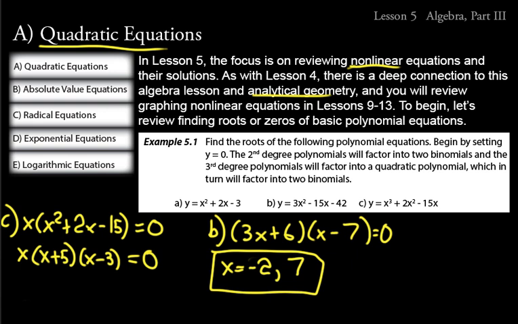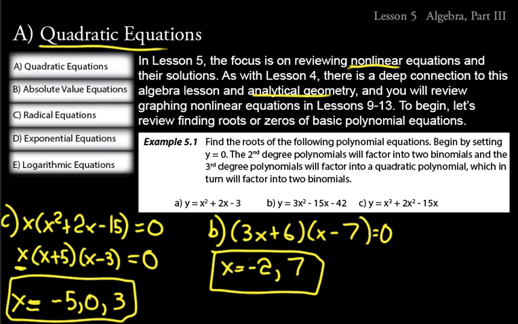So we have three possibilities for factors here that would make that left side equal to 0. One of them is just 0 because of this x right here. If that's 0, then it makes everything else 0. And for the binomials, it's just the opposite. A minus 5 plus 5 would give us a 0. A plus 3 minus 3 would give us a 0. So x equals minus 5, 0, and positive 3. Those are the roots or zeros.